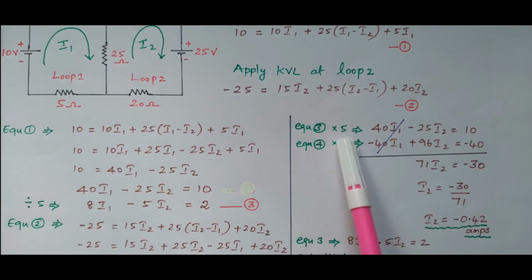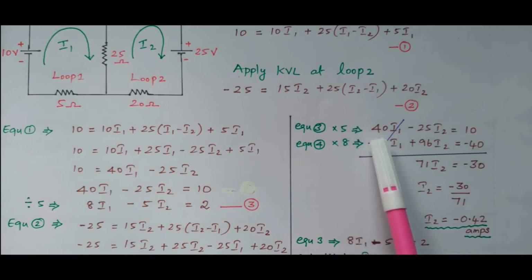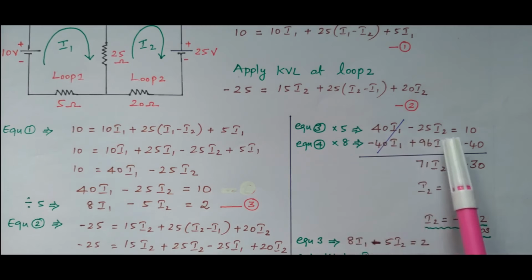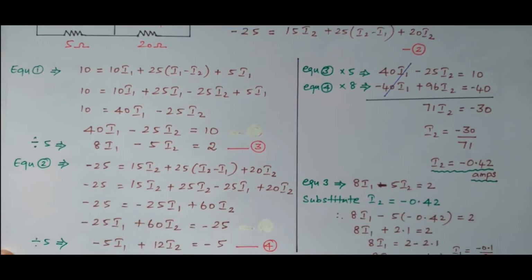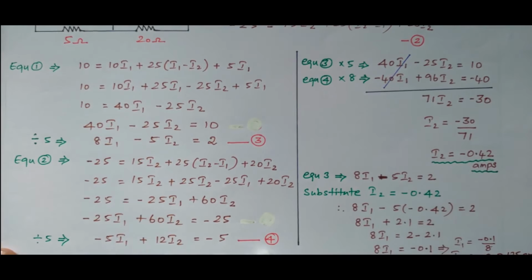So equation 3 is multiplied by 5, and equation 4 is multiplied by 8 in order to cancel I1. So 40 I1 minus 25 I2 equal to 10. This is equation 3 multiplied with 5. Similarly, equation 4 is multiplied by 8: minus 40 I1 plus 96 I2 equal to minus 40. Right? Equation 4 is available here, and it is multiplied with 8.